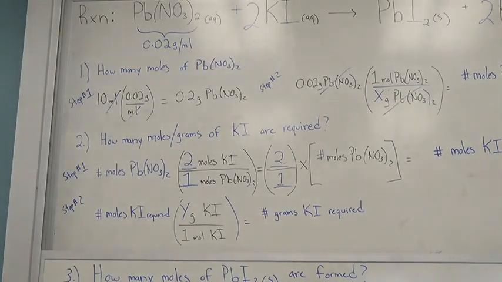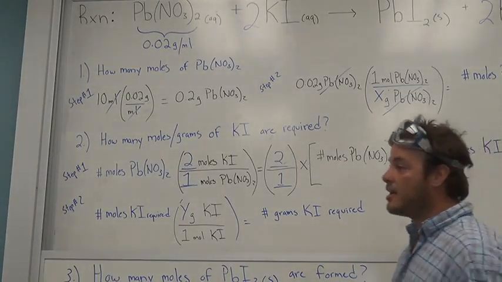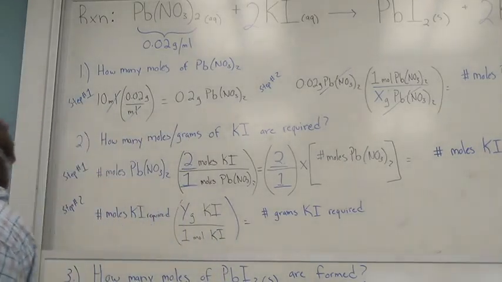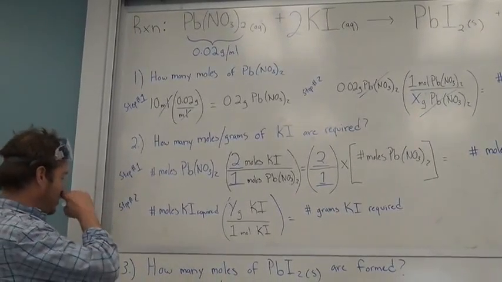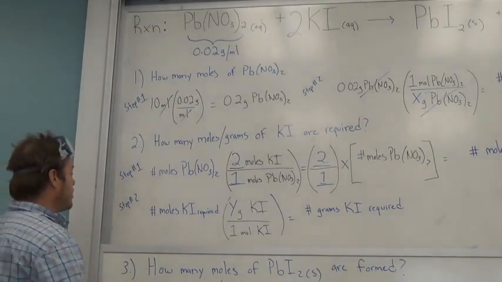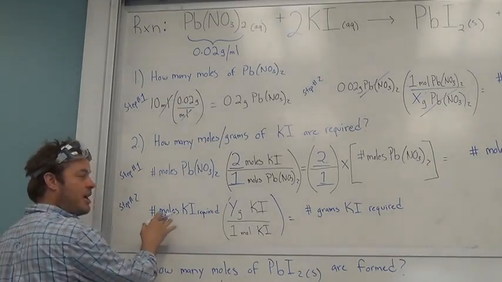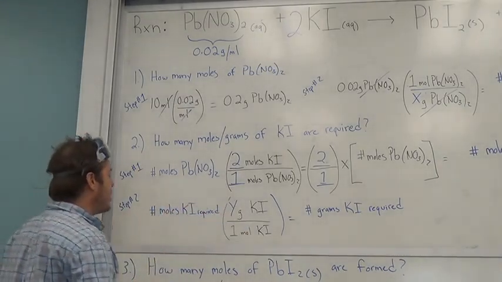If you were in the office, what do you think we would know now? The number of moles of potassium iodide that you need, but what you need to do is turn that into mass, because you're going to have to go weigh out the appropriate mass of potassium iodide to add to your lead nitrate. So the next thing that we do is we convert moles of potassium iodide required to grams of potassium iodide required.